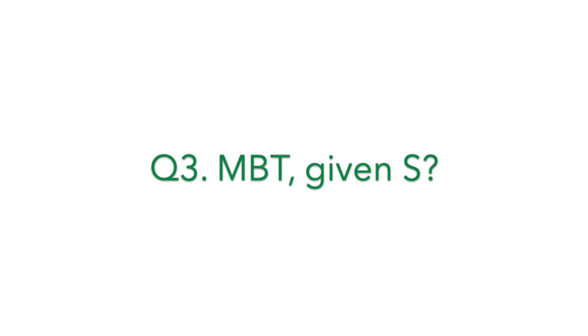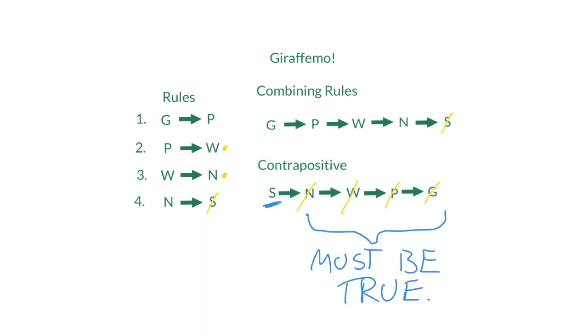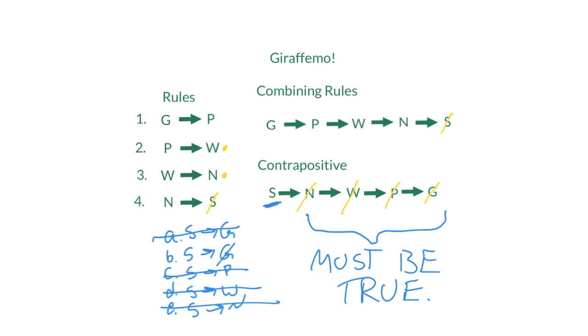Next, we're asked, if the author got a pet that is sleepy, what must be true? Well, just like the last question, S triggers not N, which triggers not W, which triggers not P, which triggers not G. So our answer must be one of those. And we get the answer choice that the author did not purchase a giraffe.